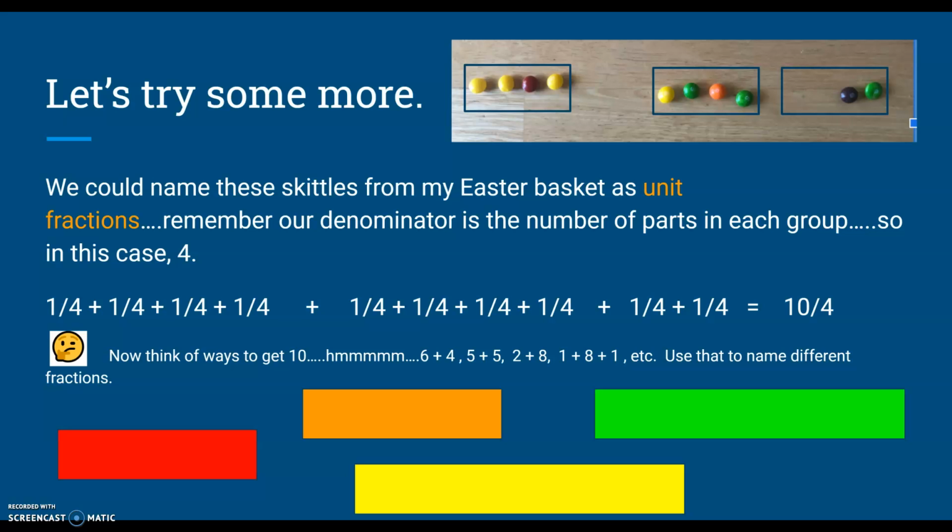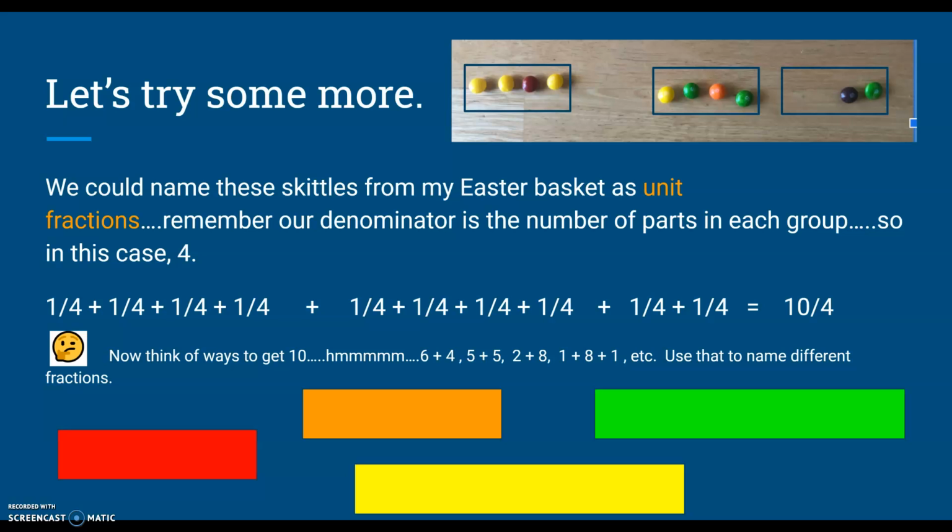So in the first group, I have 4 pieces. So that would be 1/4 plus 1/4 plus 1/4 plus 1/4. Notice those all have 1's as numerators, which makes them unit fractions. In the next group, I have 1/4 plus 1/4 plus 1/4 plus 1/4. And then in the third group, I only have 2 Skittles, so it would be 1/4 plus 1/4.